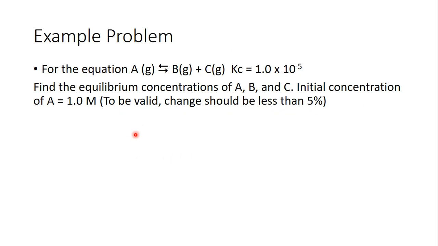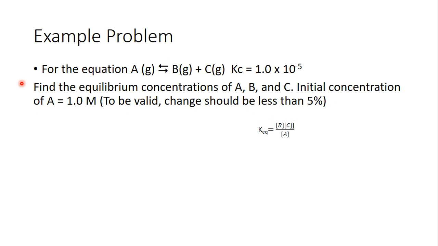It's just a very general equation here. We have A goes to B plus C. Our K is super tiny, 1.0 times 10 to the minus 5. And we have a large starting amount, 1 molar. So we are roughly 1,000,000 times more in starting concentration than our equilibrium constant. I'll explain what it means to be valid: the change should be less than 5%. I'll show you what I mean at the end of the problem, but you can only use the approximation method if this criteria is met.